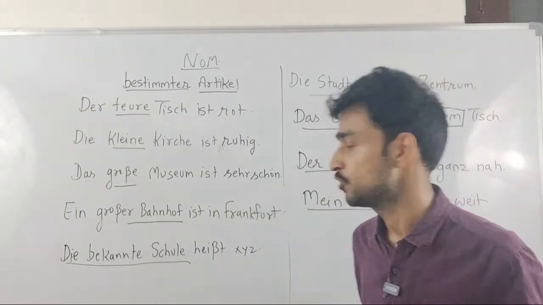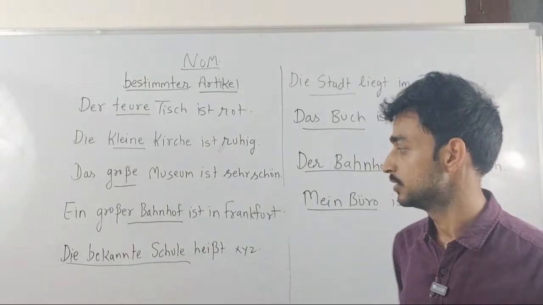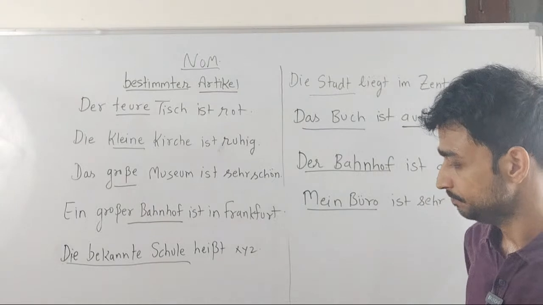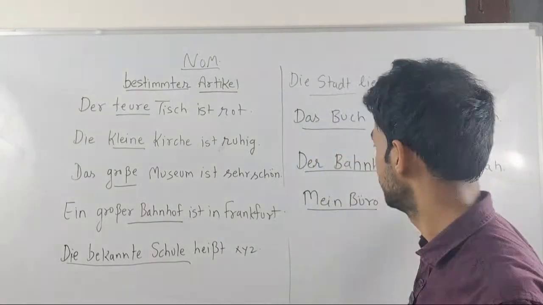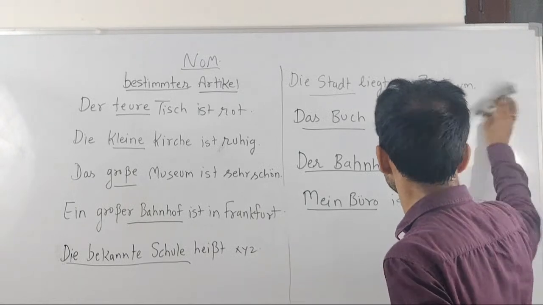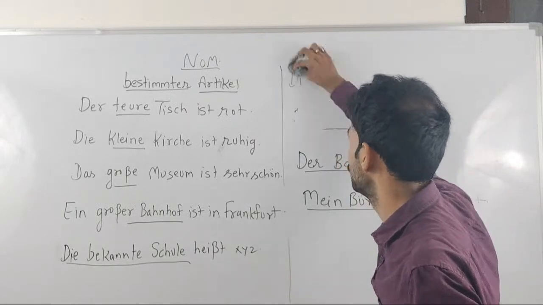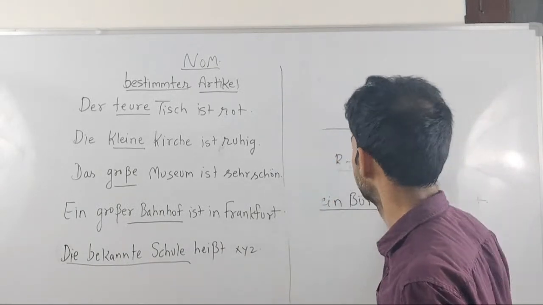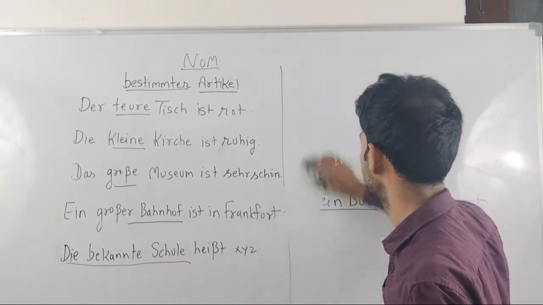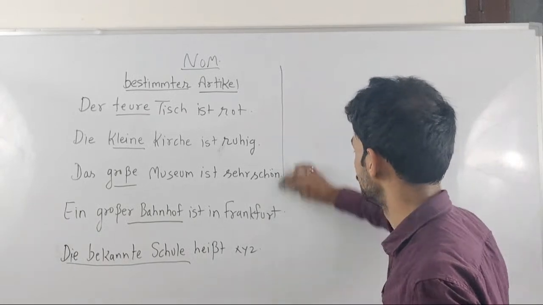So the main thing is I am talking only about the school. How is the school? Very famous. Die bekannte Schule heißt XYZ. So these are all nominative sentences. In case of any doubt, you can write in the comment. Now we'll do the accusative case. We'll see some examples of the accusative case. By the time, you can go through all these sentences, or you can also write some sentences in the comment if you know. Otherwise, I will teach you.